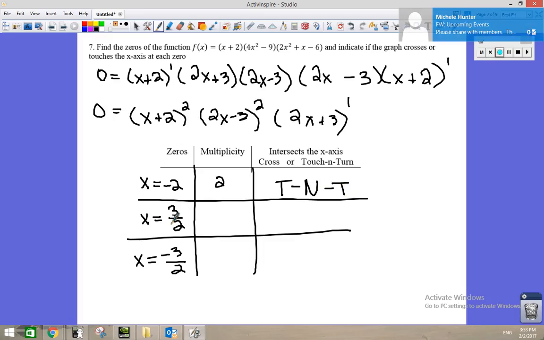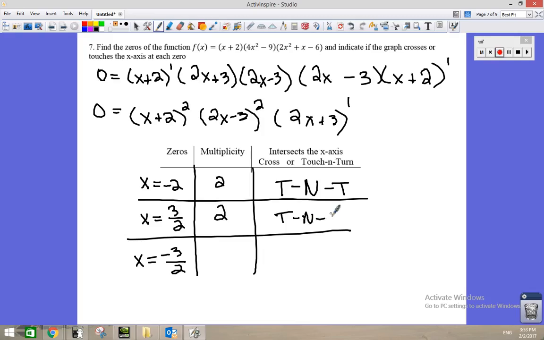Here with the 3 halves, again, the multiplicity is 2. That's an even number, so it's a touch and turn. And negative 3 halves, that's to the first power, that's a multiplicity of 1. And that's just simply a cross.